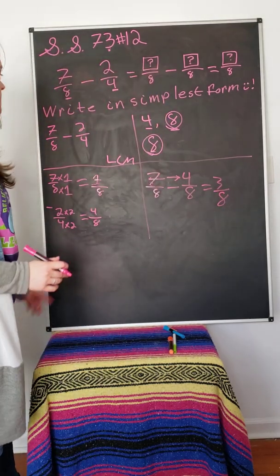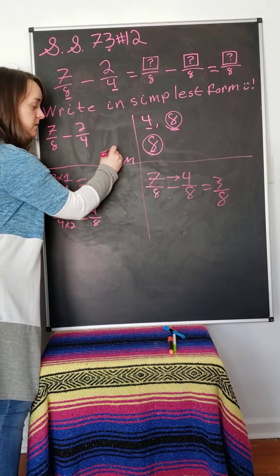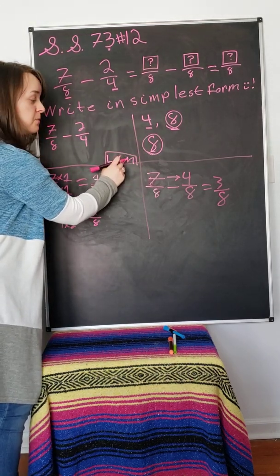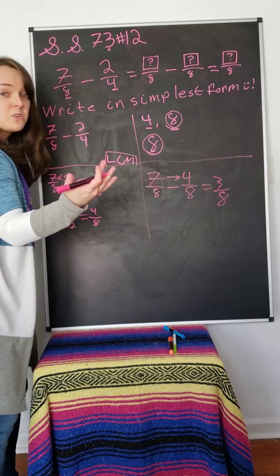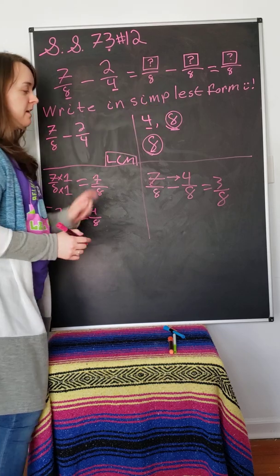And if you notice, for the simplest form, we already found the least common multiple. We already did that right there. So you already have the simplest form. So that's it.